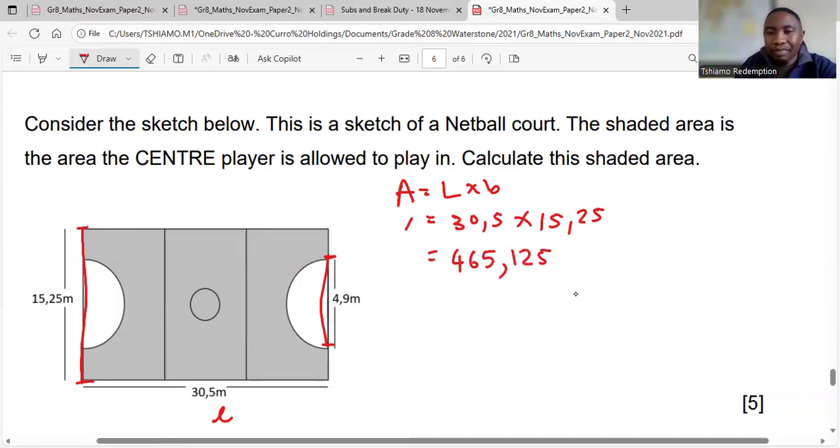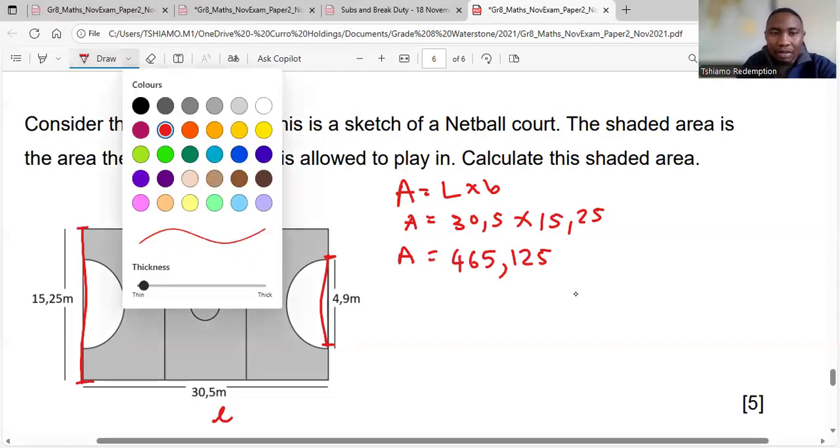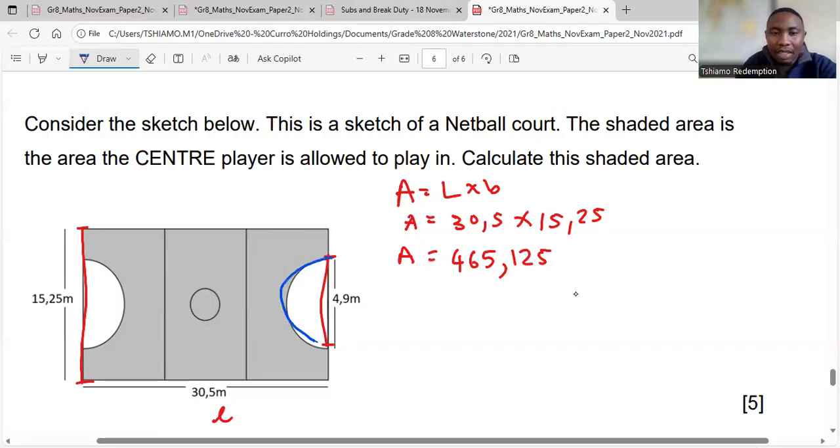6,465,125. Okay. So always say don't round off yet. Write all the decimals. We only round off the final answer. So this is the area of the whole shape. And then look at now this part. What shape is this part? This is a semicircle.